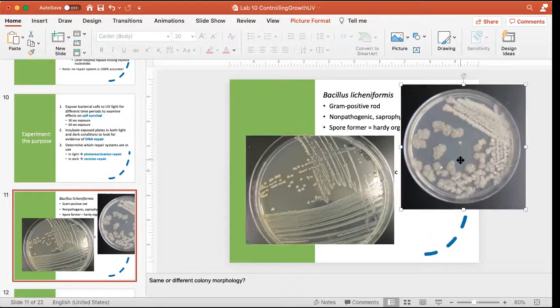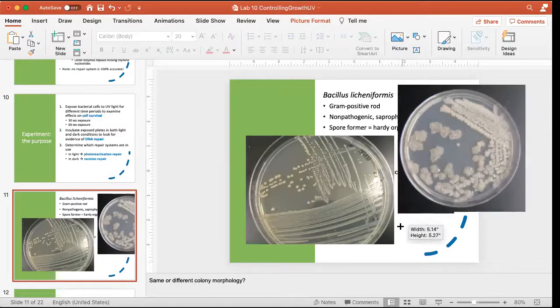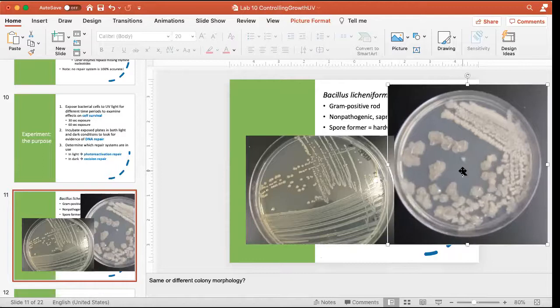Now take a look at the bacillus. This one looks very different, doesn't it? We do have individual colonies here, even though you might not know it at first. This is a colony right here. This is a colony right here. This is 1, 2, 3, 4 colonies side by side.